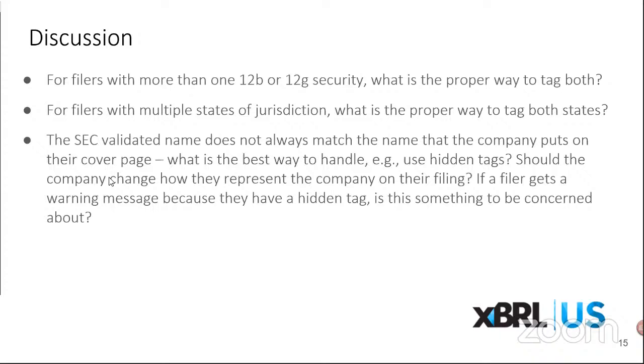All right, so what happens if the SEC validated name doesn't always match the name that the company puts on their cover page? What's the best way to handle this? Should they use hidden tags? Should they change how they represent the name on their filing? What happens if they get a warning message because they have a hidden tag, if they choose to use that option? Is this something that our filers should be concerned about?